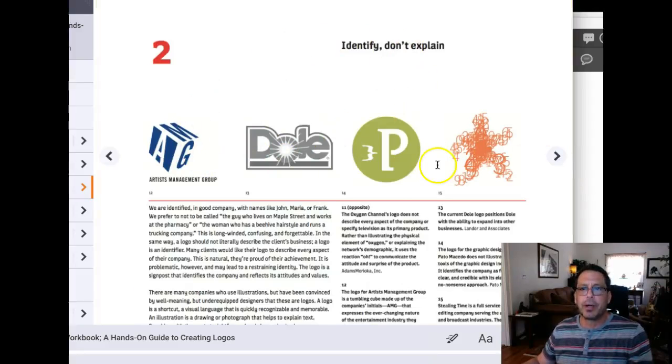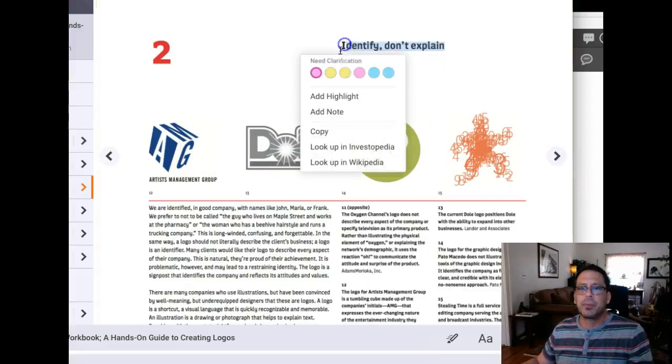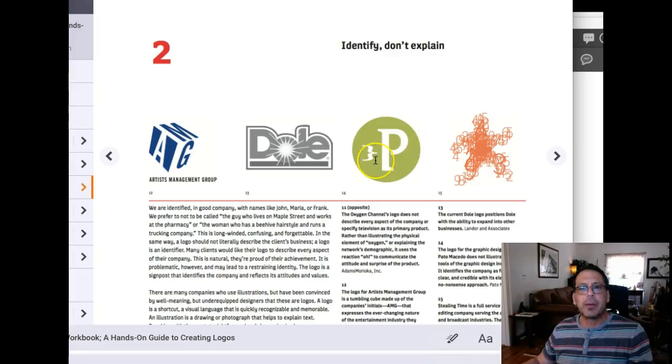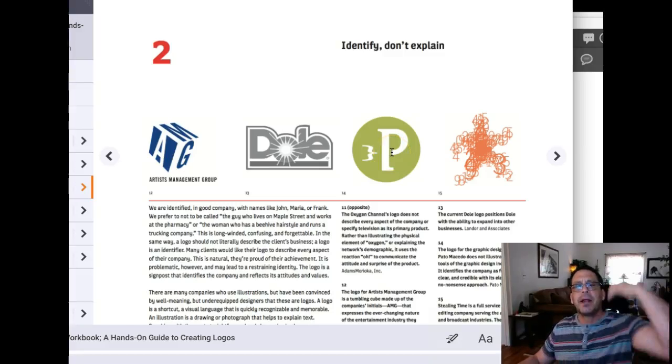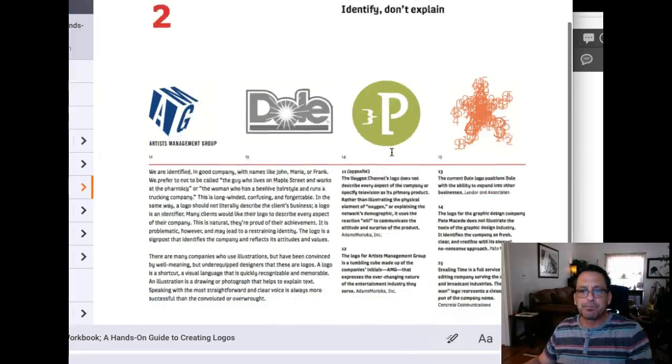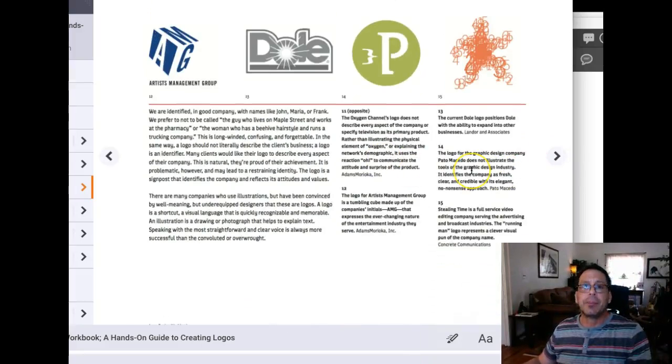So here's your word marks. Identify, don't explain. This is explaining the way I just explained those two words, security for Guardian and safety. These are explaining each one of these and how these come into fruition based on the thoughts and the ideas behind the representation of a word mark for the client, okay?